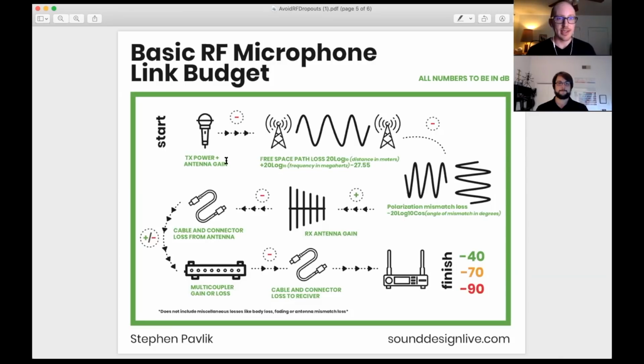Transmit power plus antenna gain. So this is where on my wireless microphone, I can set normal, high, low power, or sometimes it'll say like 10 milliwatts or 20 milliwatts. Is that right? Absolutely, yeah. So that would be your transmitter power, your TX power at that point.